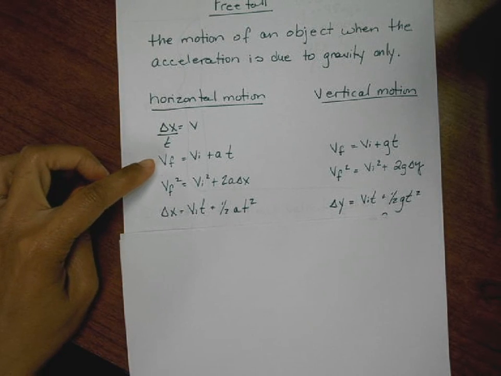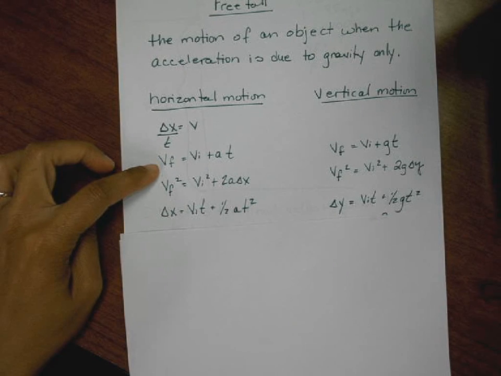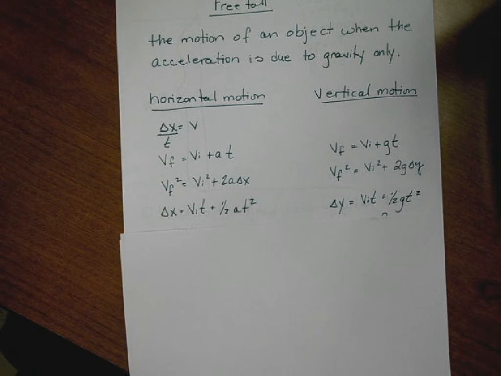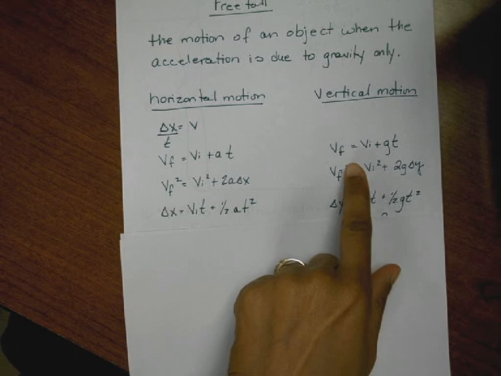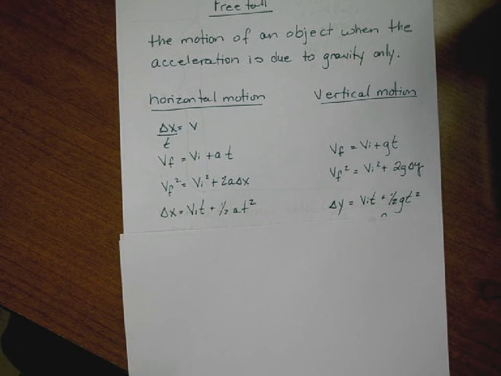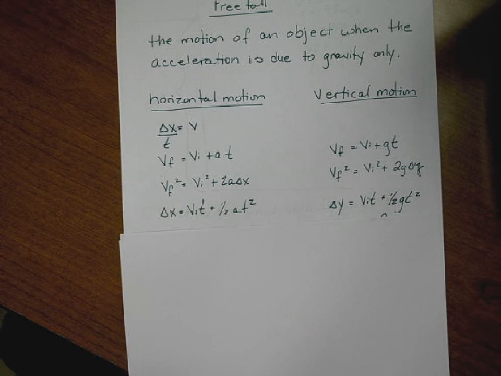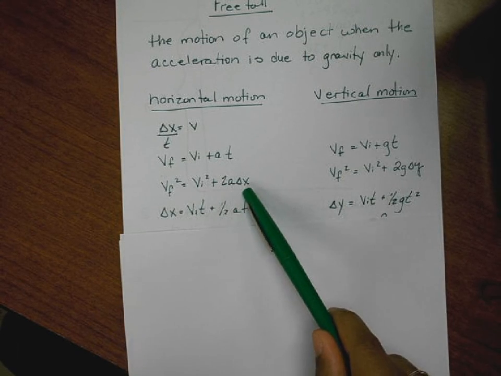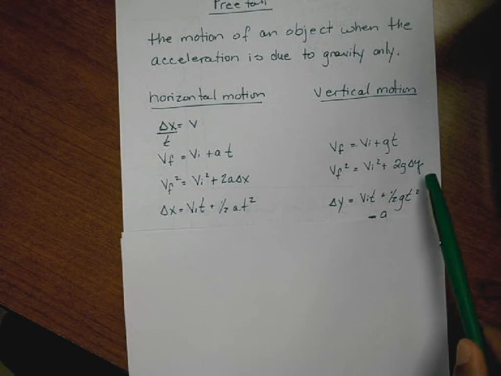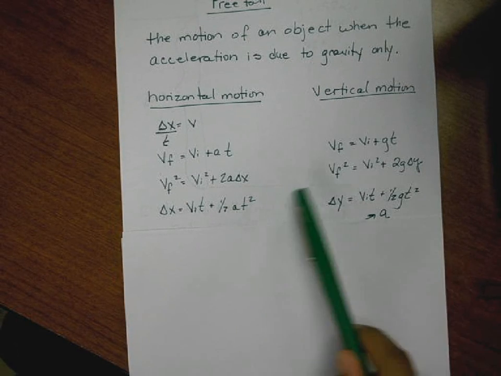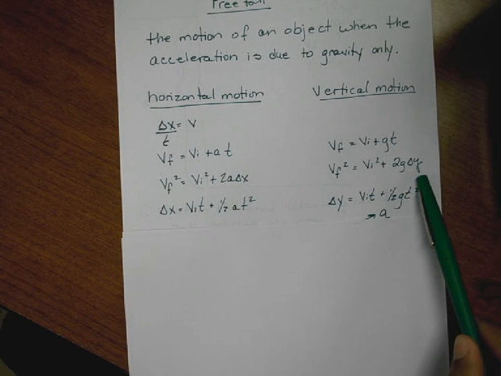So here are the transition equations. I have vf = vi + at. Over here, it is vf = vi + gt. Here it's vf squared = vi squared + 2a delta x. And here it's vf squared = vi squared + 2g delta y. All of our motion horizontally converts to vertically. So we move from the x-axis to the y-axis.